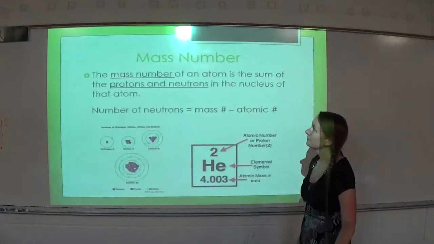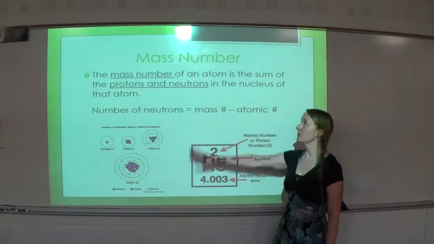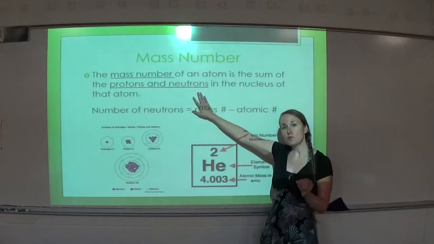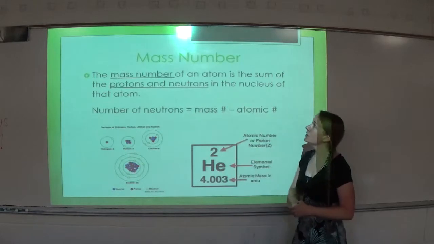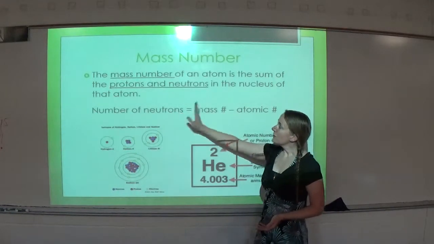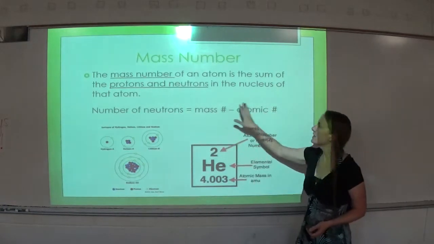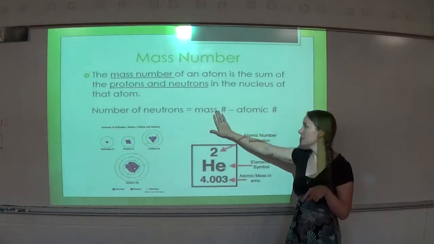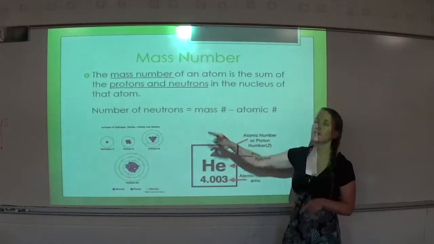The mass number of an atom is the sum of the protons and neutrons. So if you remember from my weighing example with the paperclip, electrons are just so small that they don't make that much difference in the mass. So we only focus on protons and neutrons in the nucleus of the atom. So our number of protons and neutrons is our mass number, and our number of neutrons is our mass number minus atomic number. Because mass number is protons and neutrons, atomic number is just protons. So if I subtract, I'll get neutrons.